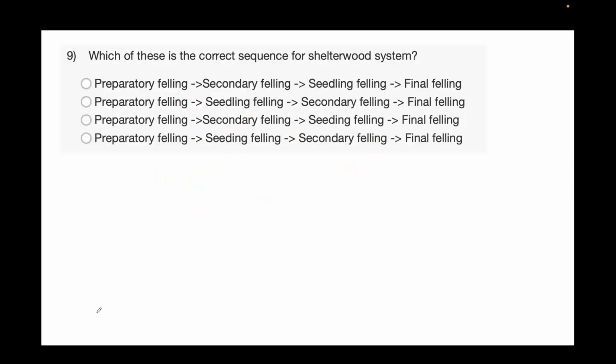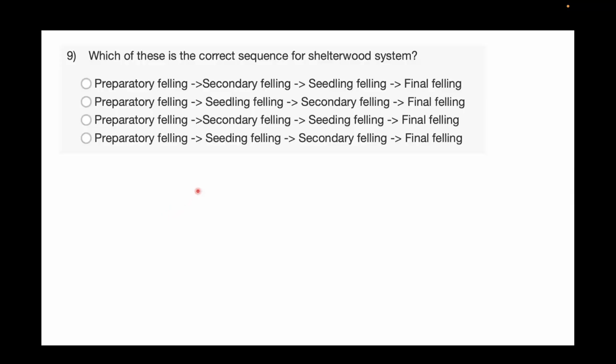Okay, moving on to the next question. Which of these is the correct sequence for the shelterwood system? Option A, preparatory felling, followed by secondary felling, followed by seedling felling, followed by final felling. Option B, preparatory felling, followed by seedling felling, followed by secondary felling, followed by final felling. Option C, preparatory felling, secondary felling, seedling felling, final felling. And option D, preparatory, seeding, secondary, final felling. You have to tell me the correct sequence of the shelterwood system.